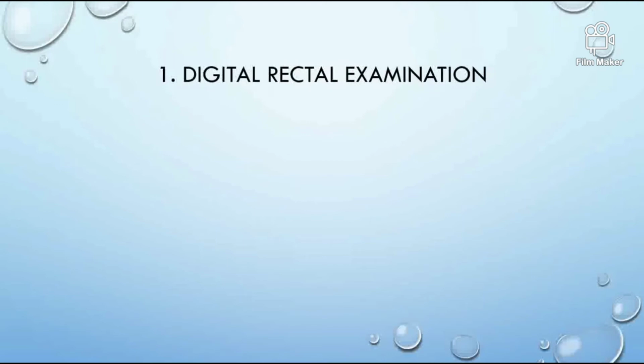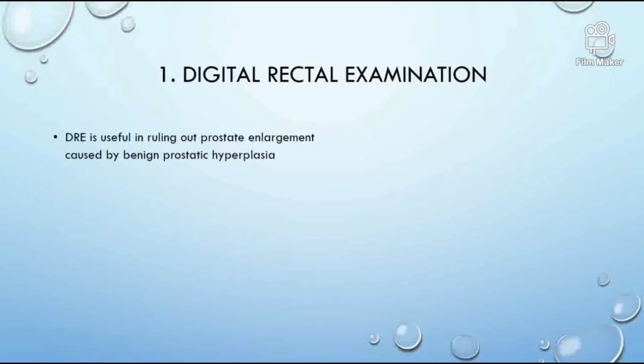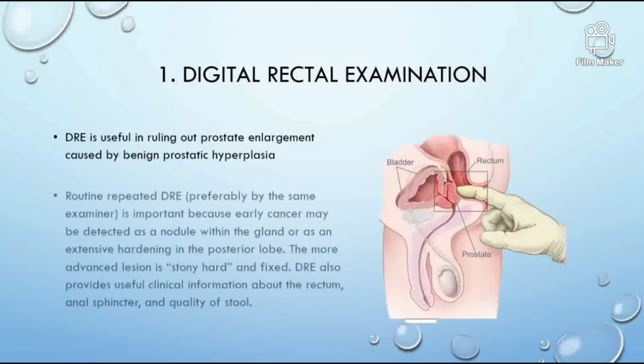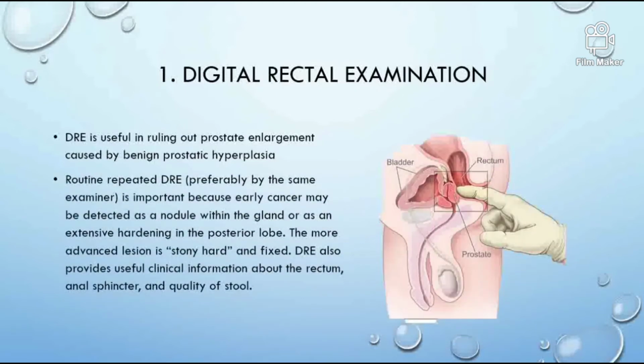So the DRE, or the digital rectal examination, is useful in ruling out prostate enlargement caused by benign prostatic hyperplasia. The routine DRE should preferably be repeated by the same examiner. It is important because early cancer may be detected as a nodule within the gland or as an extensive hardening in the posterior lobe. The more advanced lesion is stony, hard, and fixed. The DRE also provides useful clinical information about the rectum, anal sphincter, and quality of stool.